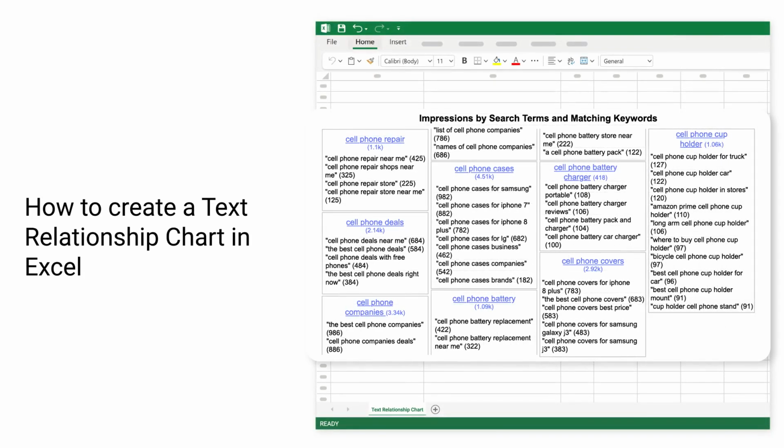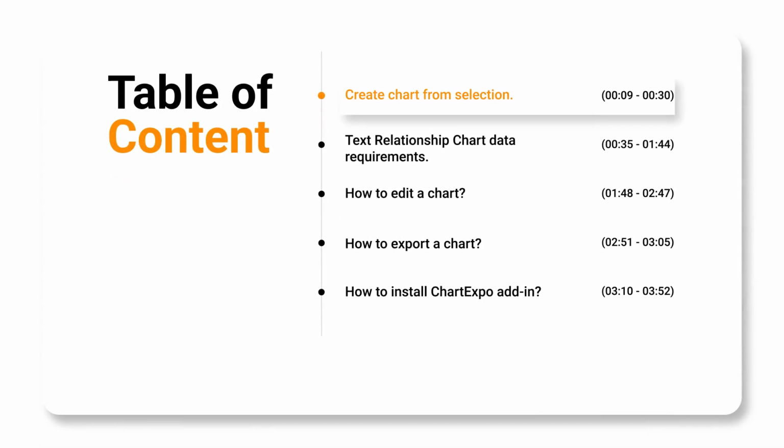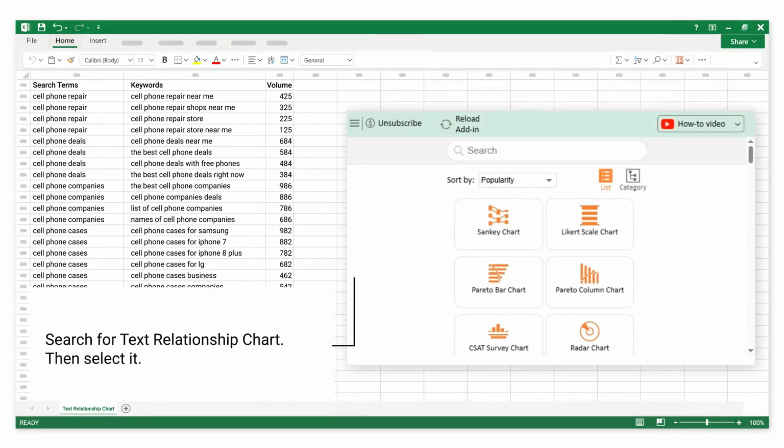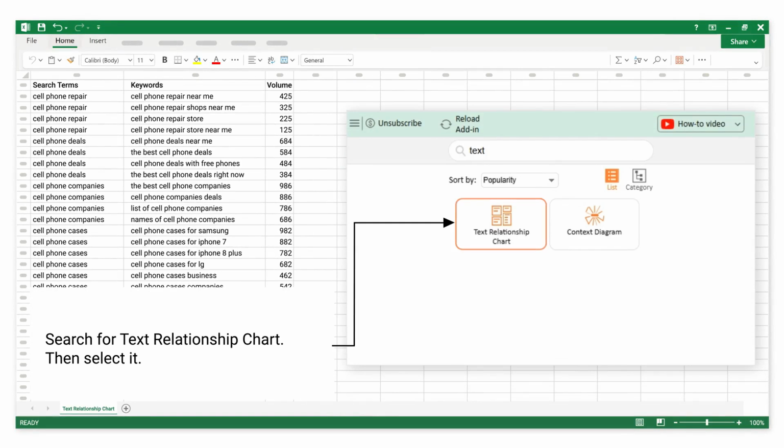How to create a text relationship chart in Excel. Create chart from selection. Search for text relationship chart. Then select it.